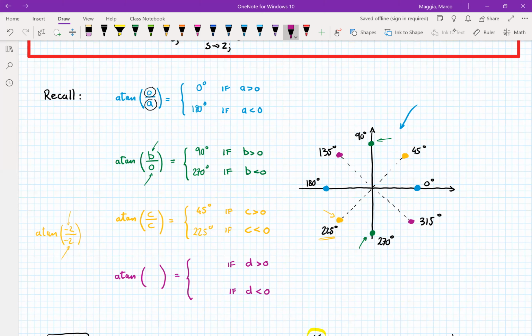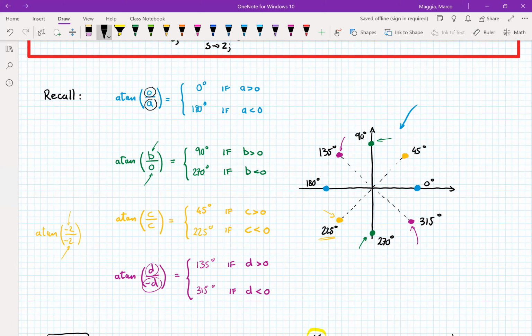And lastly, if you have d over minus d, well, if d is positive, then the imaginary part is positive and the real part is negative. So the angle we're looking at is 135 degrees. And vice versa, if d is negative, then we're looking at this other angle, which is 315 degrees or minus 45 degrees.